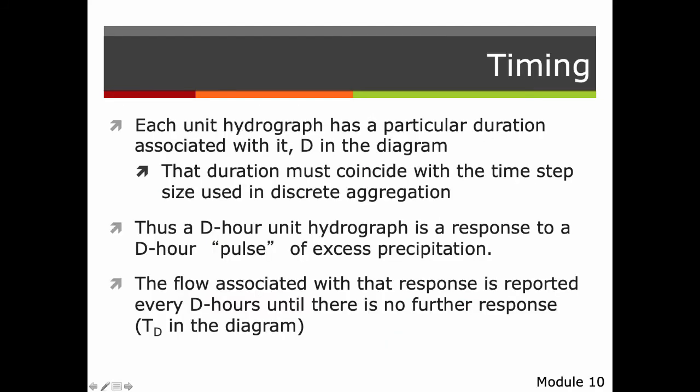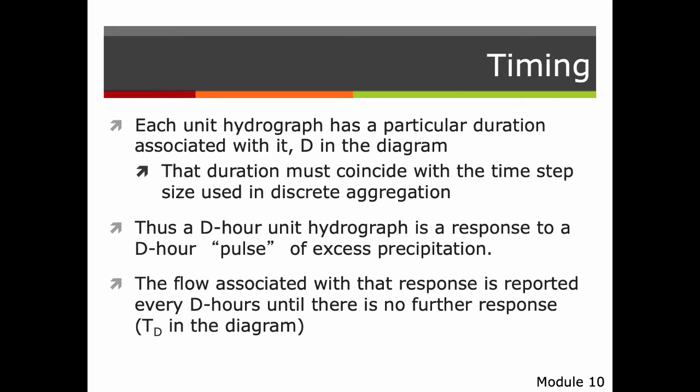Each unit hydrograph has a particular duration associated with it, capital D in the diagram. And that duration needs to coincide with the time step used in discrete aggregation. Another way of saying that is that a d-hour unit hydrograph is the response to a d-hour pulse of excess precipitation. So, for example, if d represents 1 hour, a 1 hour unit hydrograph is the response from a 1 hour rainfall. Now that 1 hour unit hydrograph may produce several hours of runoff.